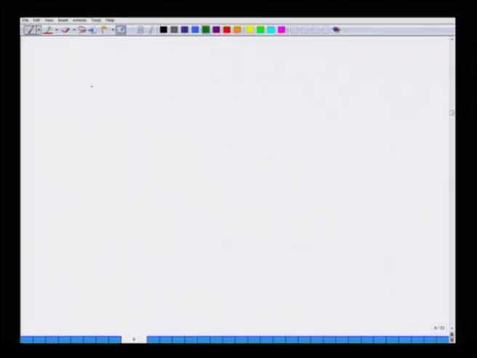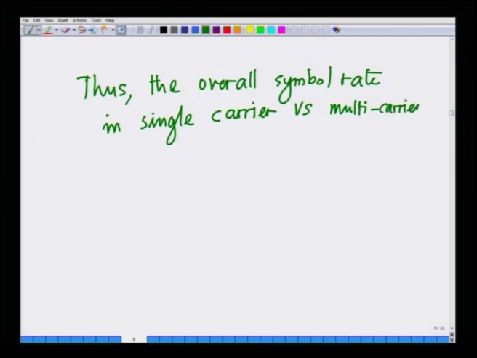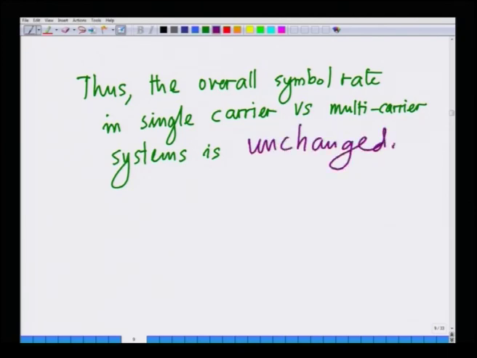So, let me summarize that idea. Thus, the overall symbol rate in single carrier versus multi-carrier systems is unchanged. Alright, the overall symbol rate in single carrier versus multi-carrier systems is unchanged.